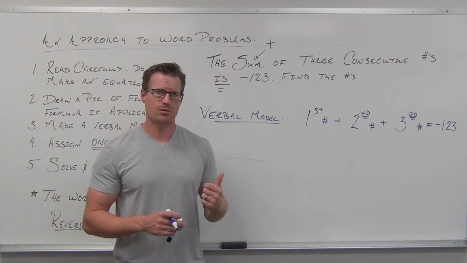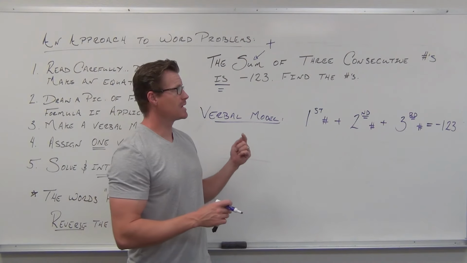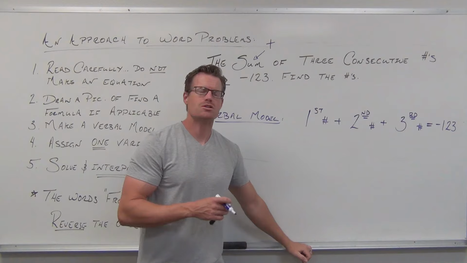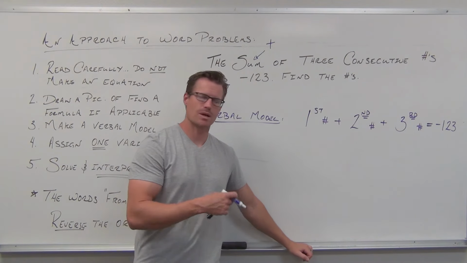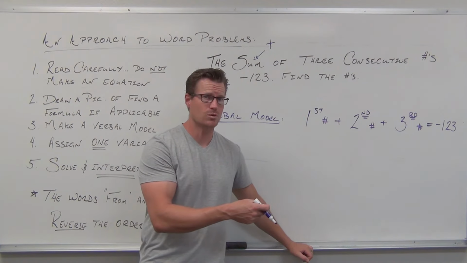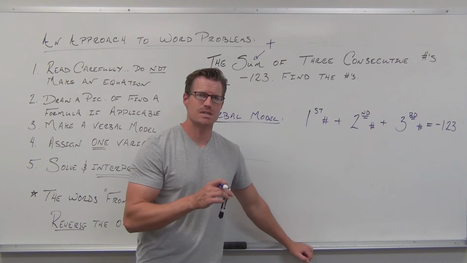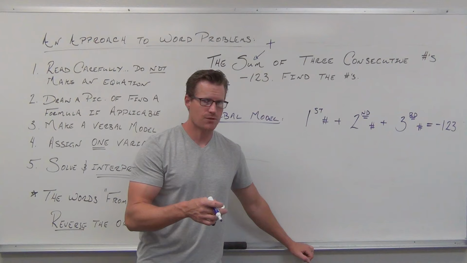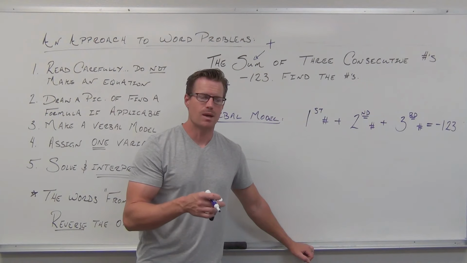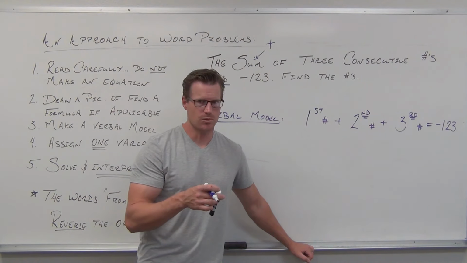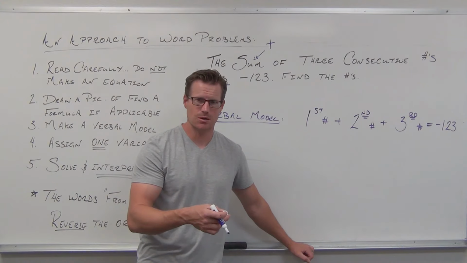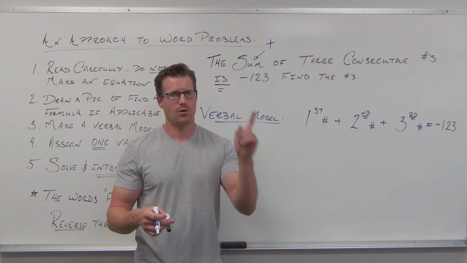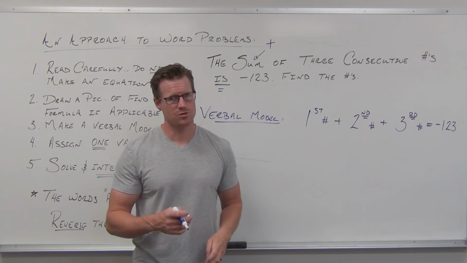Now is the idea that we start assigning variables. The key thing about assigning variables in this particular problem is that word consecutive. So yes, we have three numbers, yes, we're adding them, and yes, they have to equal negative 123. But the word consecutive tells you how those numbers relate to one another. So we're going to assign a variable, but keep in mind, you have to assign one variable. You can't put x, y, and z here, at least not in linear equations. With linear equations, you have to have one variable raised to the first power.